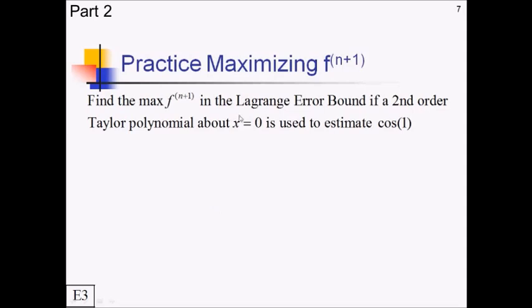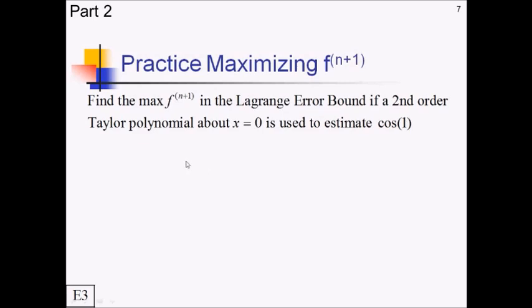Since the trickiest part of using Lagrange is finding the maximum n+1th derivative, we're going to focus on that for the next 3 examples without worrying about all the other stuff. So find the max n+1th derivative on a second-order polynomial about 0 used to estimate cosine of 1. Pause the video, give it a shot.